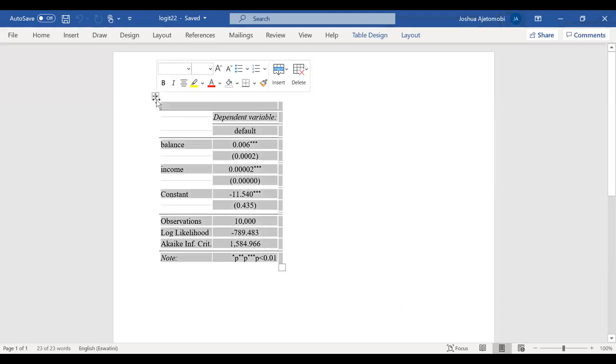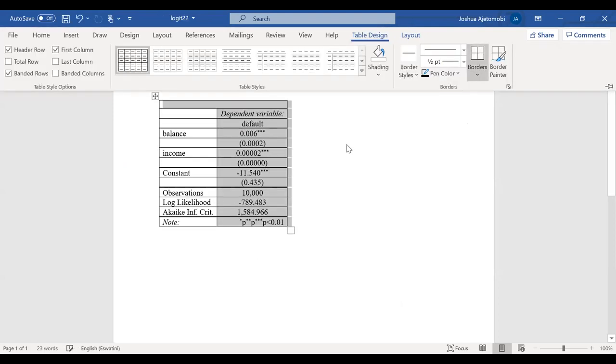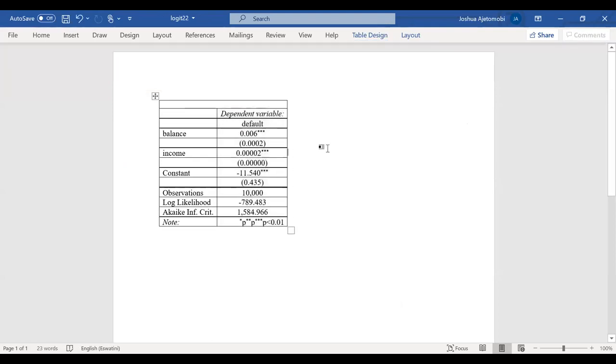Yes, sir. So these are the results, and we have the table design, so you can design your table clearly. This is how it's going to look. Let us now look at how to interpret, because interpretation is very, very important.